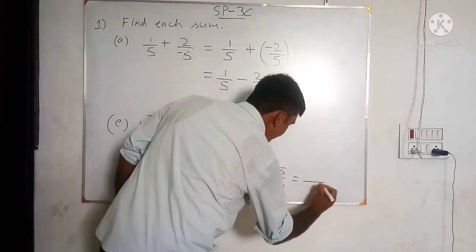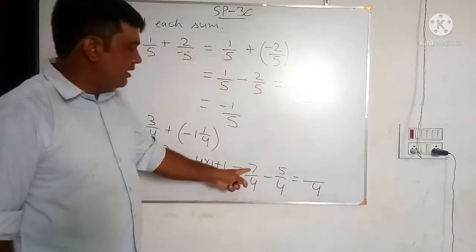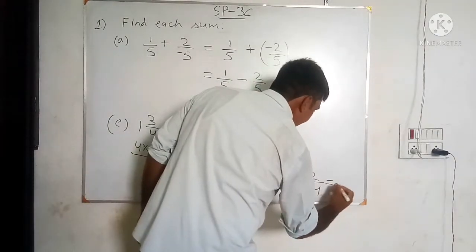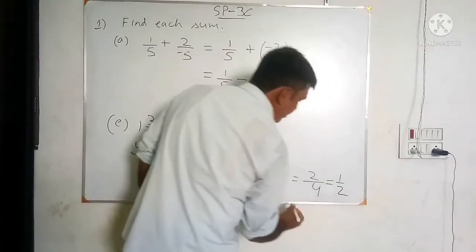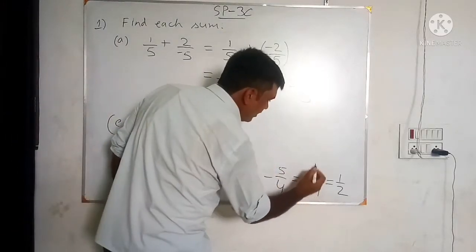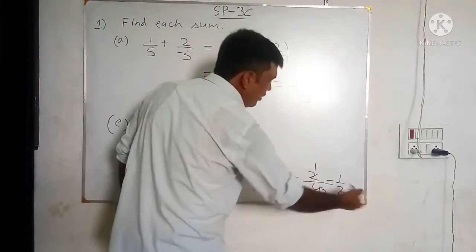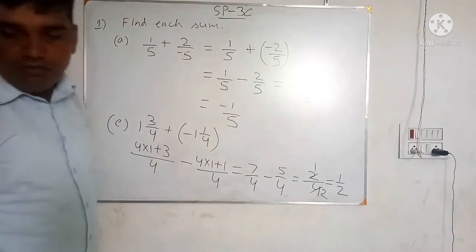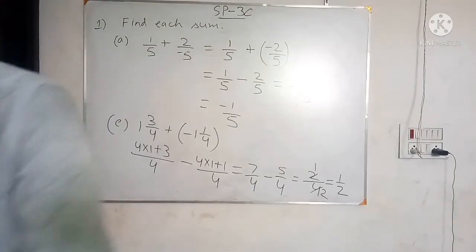Now take the denominator 4 common. When you subtract the numerators, 7 minus 5 gives you 2. 2 by 4 will be simplified as 1 by 2, because 2 and 4 are both divisible by 2. That is, 2 1s are 2 and 2 2s are 4. The result is 1 by 2. Okay, now I move to the next question.